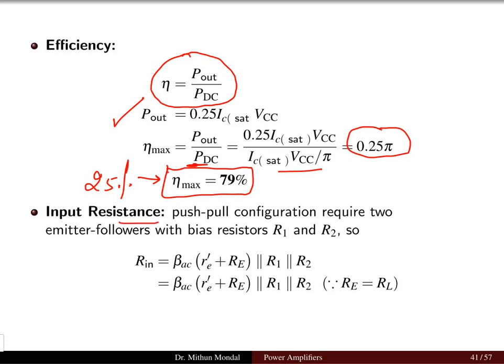The input resistance for this push-pull configuration will require two emitter followers with bias resistors R1 and R2, and we can compute the R input of this push-pull arrangement using the formula of the parallel combination of R1 and R2 with the parallel combination of beta times the current gain and the sum of the resistors Re dash plus Re. This calculation we have already done in the case of common emitter transistors, so you can see the derivation from there.